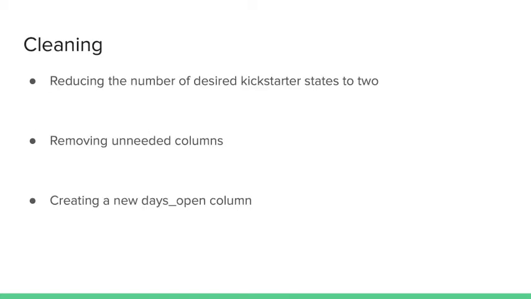In terms of data cleaning, the first thing we did was reducing the number of desired Kickstarter states to 2, success and failure. Although this removed a few rows from our dataset, it was okay. Then we removed the unneeded columns that would not be helpful, such as the name of the project, the goal and pledge amounts in the old currencies, as well as the country column and the specific category.